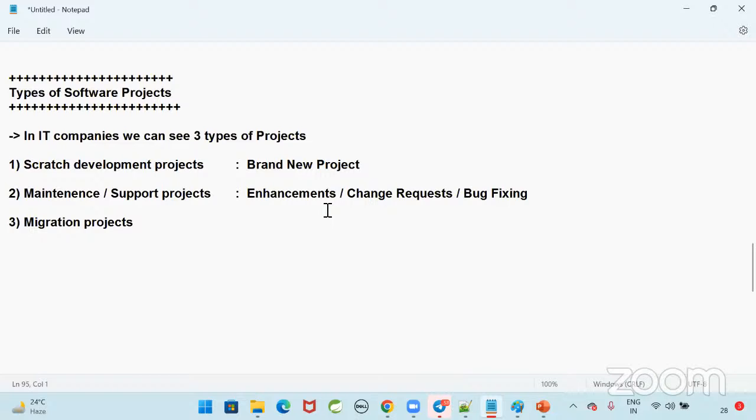Writing the code from the scratch is very easy, guys. Writing the code from the beginning is very easy. So if you get the chance to work on scratch development project, then you are lucky. You will learn a lot of things when you work on scratch development project. Initially, I started my career in the IT on scratch development project. There only I have learned all these technical skills, all these tools.